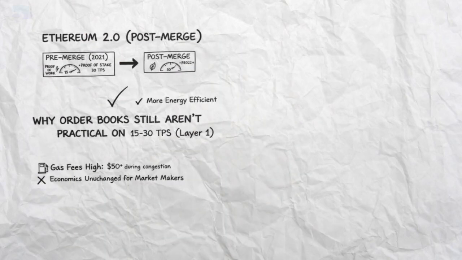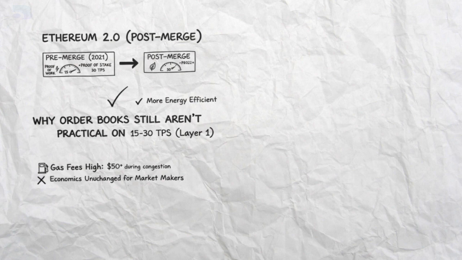After the merge in 2022, Ethereum moved from proof of work to proof of stake. The network is now more energy efficient and slightly faster, processing around 15 to 30 transactions per second on layer 1, the main blockchain. But here's the key point. Order book exchanges still aren't practical on Ethereum mainnet because speed improved, but not enough.